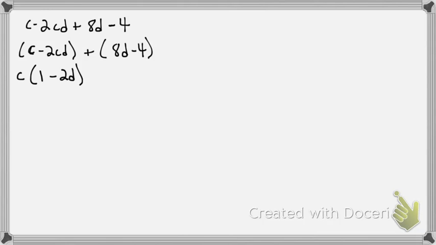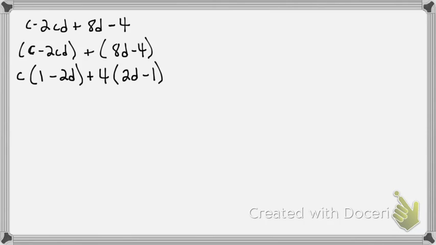Okay. Now for this, looks like I can factor out a 4 from here. Now if I do that, 4 would be my greatest common factor for these two terms. What I have left would be a 2D and B minus 1. Okay.